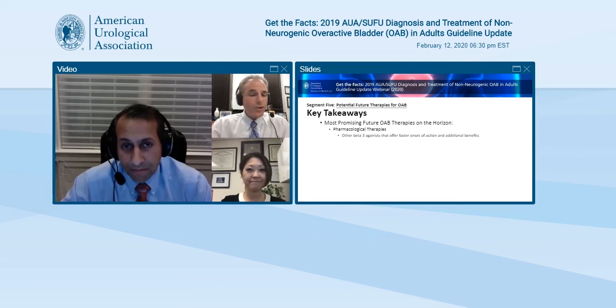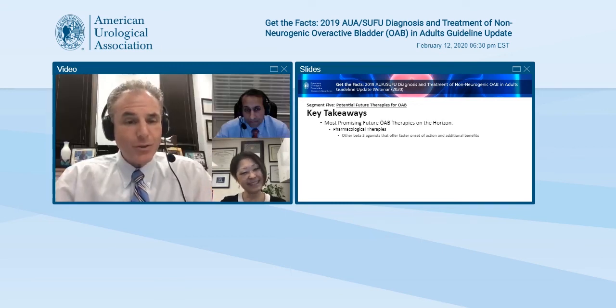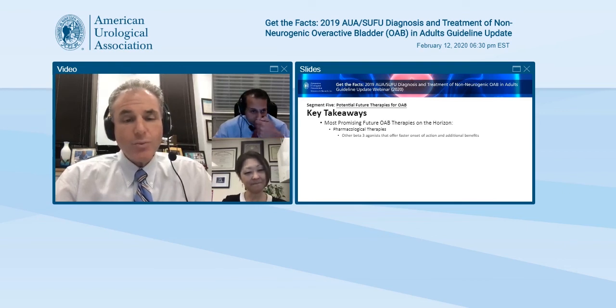Dr. Kobashi, we're all surgeons. We like to operate. That's what we do. What do you see as the most promising surgical therapies that are out there that aren't quite approved yet, that we, as the practicing clinicians, surgeons, might see coming up? What do you see as the most promising surgical therapies?